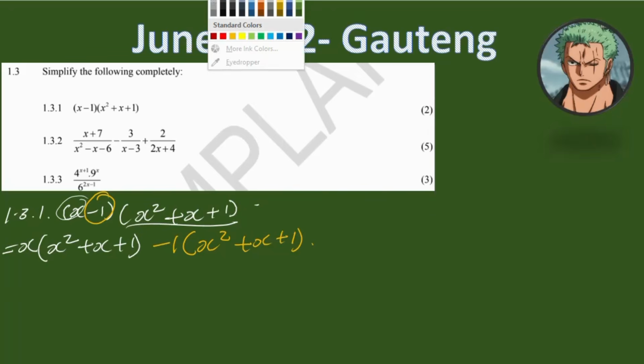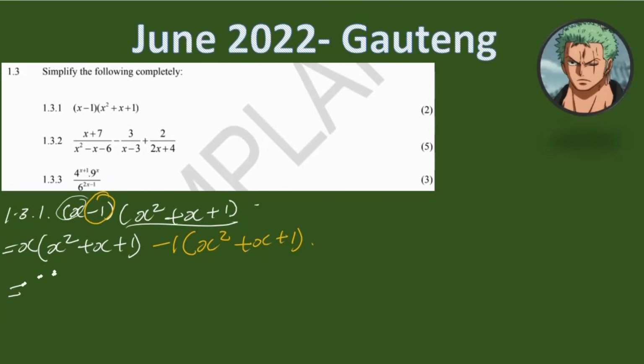This way. The next step, you continue the journey. X times x squared, that is x raised to 3. X times x, that is positive x squared. X times 1, that is positive x. Then you come to the other part also. You're going to have negative times x squared, that is negative x squared. Negative times x, that is negative x. Negative times 1, that is negative 1, right?